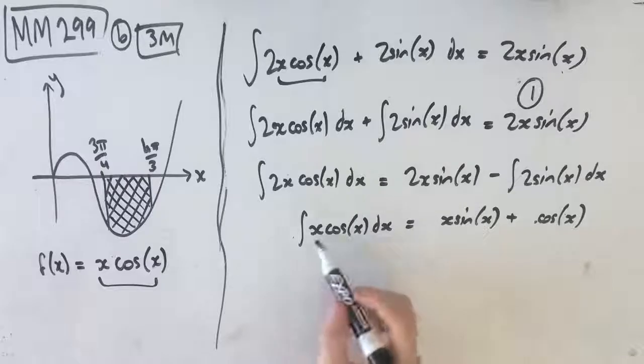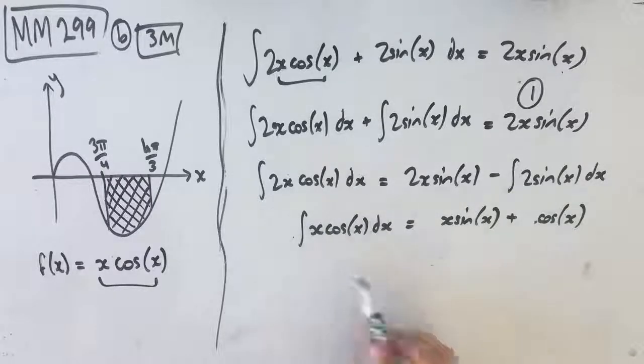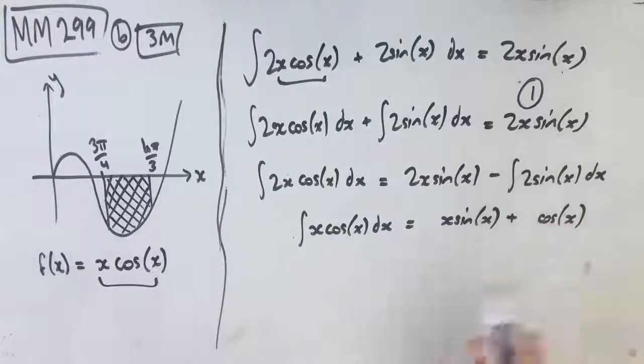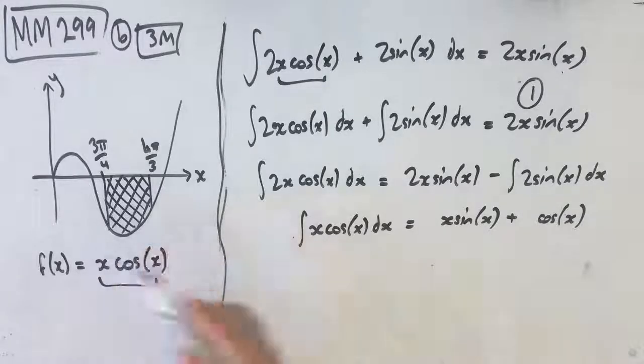So, we now know that the integral of x cos x is x sine x plus cos x, okay? We couldn't do that before because we didn't know this. But now we've got that, so we can actually find our area.